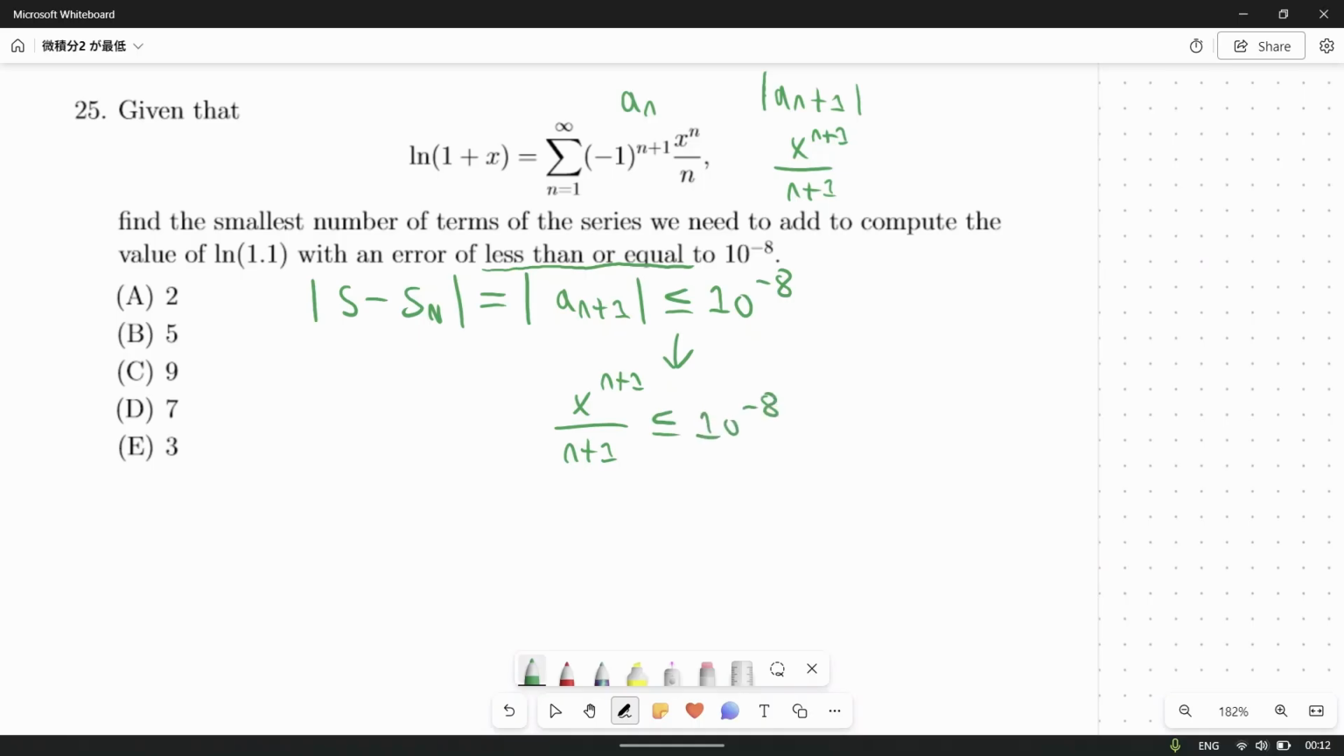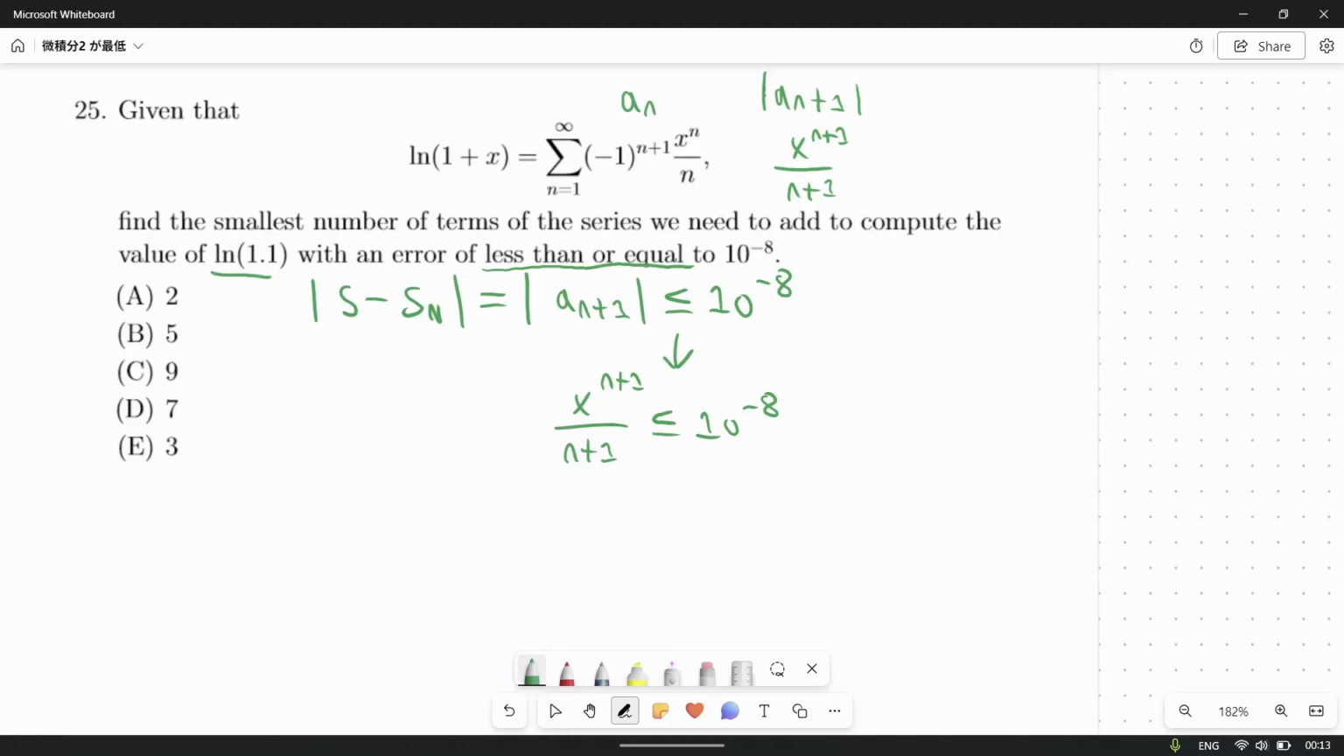And so from here, now that we have this inequality, we can start working towards coming up with a number for n, because n is going to represent the number of terms in the series. And the question wants us to find the smallest number of those terms to compute the requested value here, the natural log of 1.1. So we'd have to come up with the smallest number n that would allow us to satisfy this question.